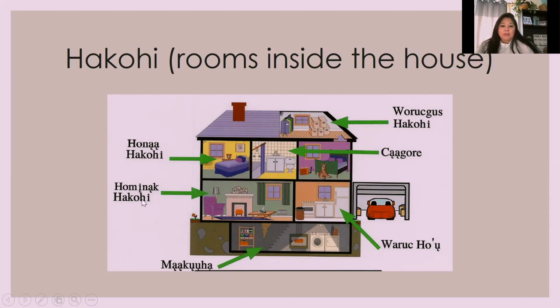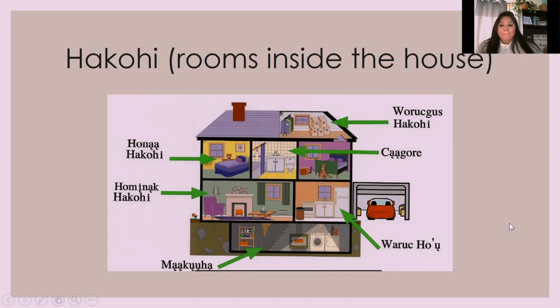For the living room, hominak hakohi. It's like the sitting room. Minak is to sit down, right? And when you put a ho in front of it, it means like inside. So they're talking about like a sitting room, living room. Hominak hakohi. Then you have the hona hakohi. Na is to sleep. Okay, so it's like a sleeping room.